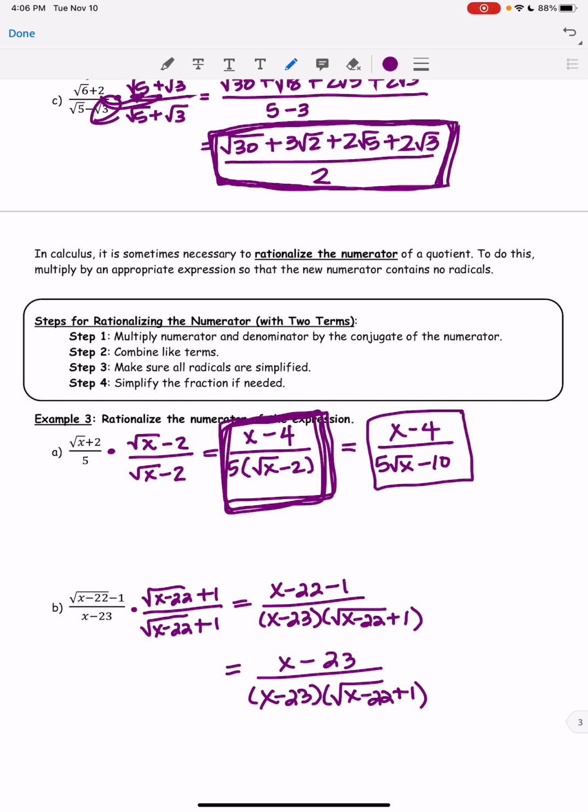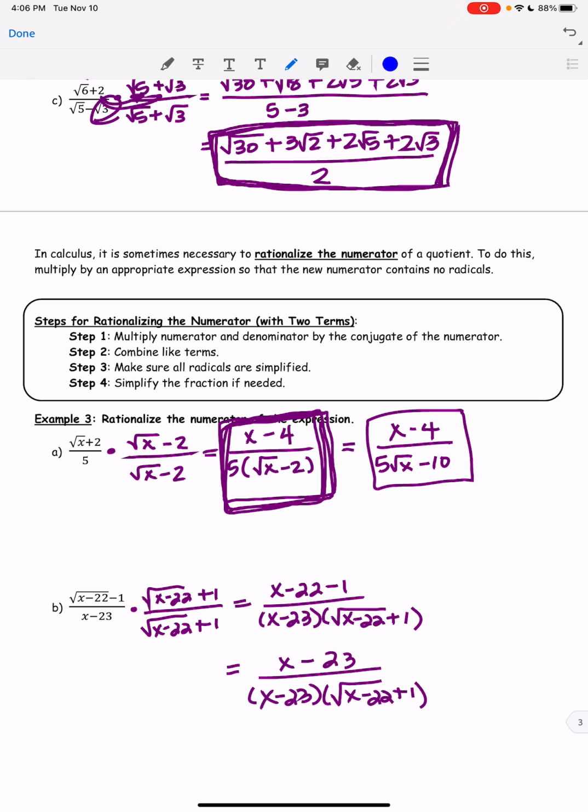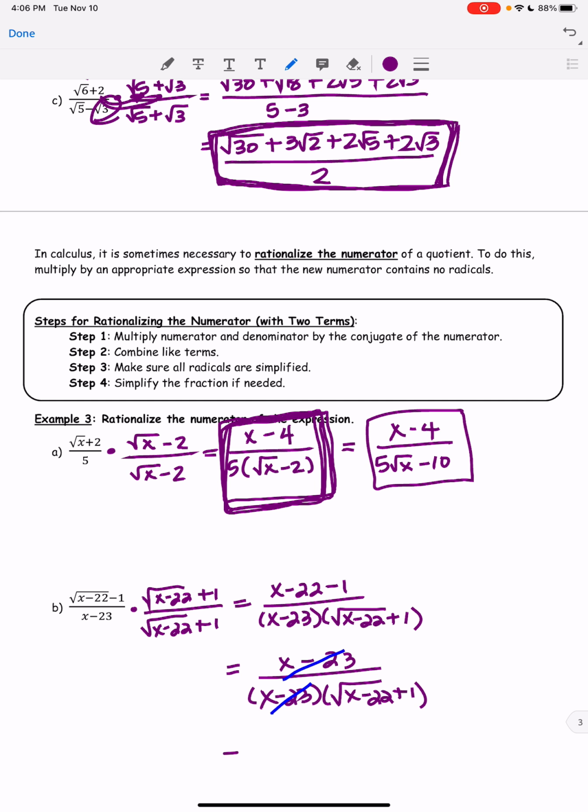Okay, and what do you notice here? We have the same factors. Because these are being multiplied, we can cancel out an x minus 23 on top and bottom because these two here are being multiplied. You can only cancel factors, but they are being multiplied. So then here, my final answer will be 1 over the square root of x minus 22 plus 1.